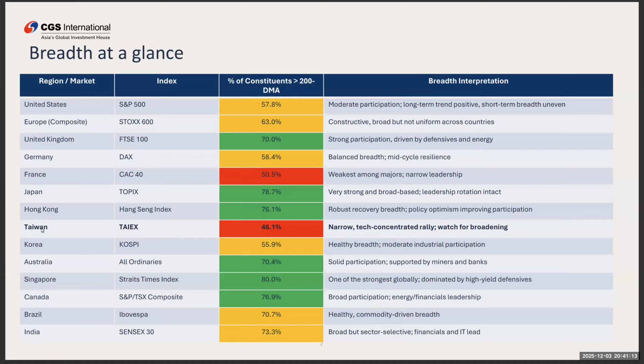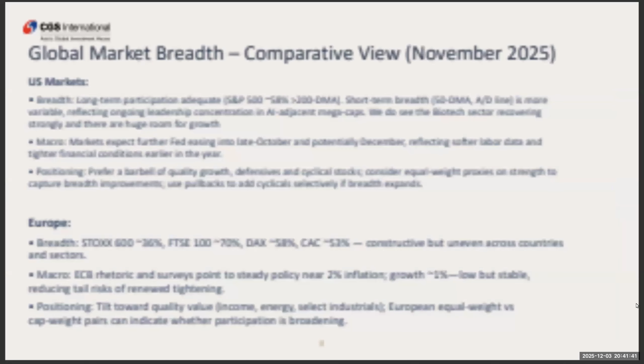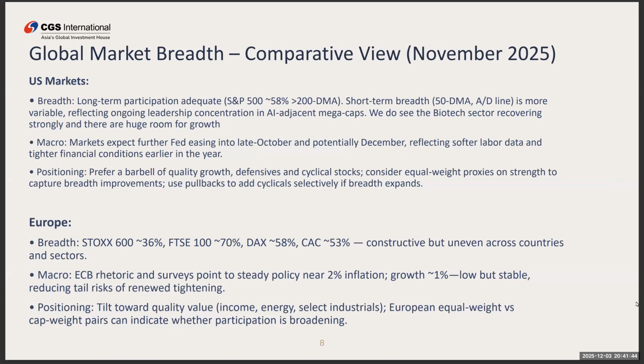So I think Taiwan's still very weak. Taiwan's dipping further because it's tech concentrated. Topix is strong. Last month was 80%, now it's at 78.7%. Going forward, I think overall the breadth still remains very healthy, and India is likely to go back into the 80% range. If you look at the summary, long-term participation is around 53 to 58%, and then short-term breadth is more variable, reflecting ongoing leadership concentration.